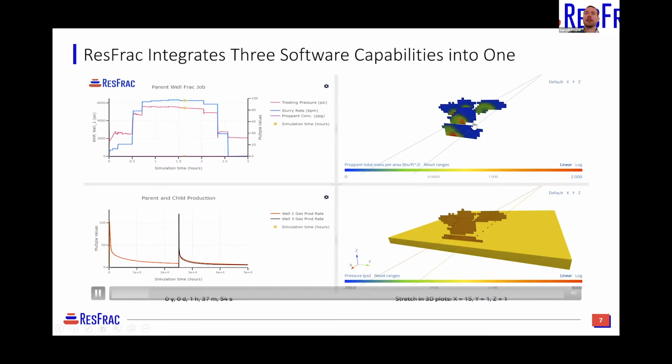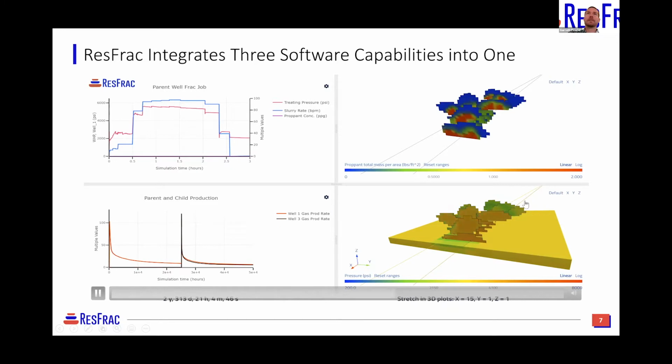Here we see hydraulic fracture propagation in the parent. There's one stage. Here's a second stage that's propagating. We can see proppant ends up closer to the wellbore. Now as we deplete, pressure draws down in the fractures as well as the matrix. And then we are now fracturing the child well.